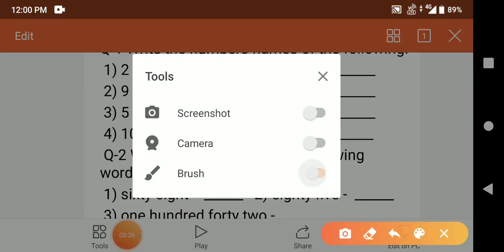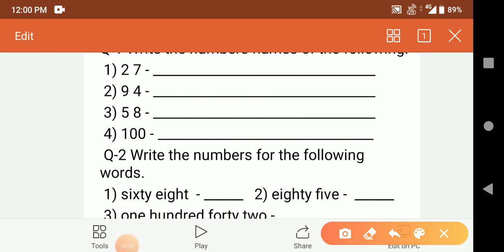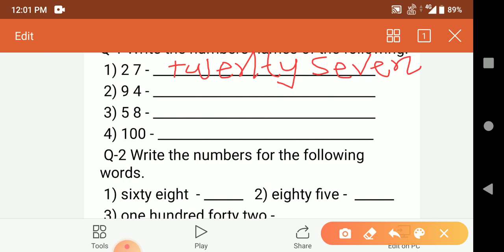And how to write 27? Yes, very good. T W E N T Y, 27, SEVEN. Okay, so this is the spelling of 27. Understood? Yes or no? Very good.